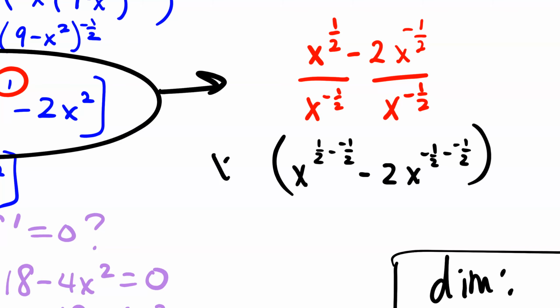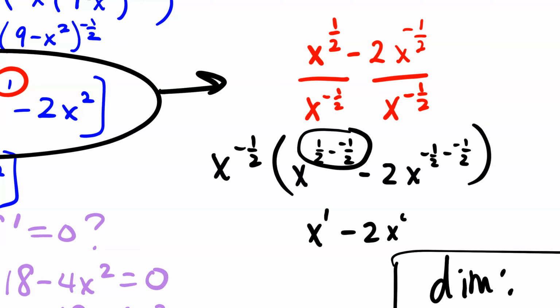Remember, I pulled out the x to the negative 1/2. The reason I was dividing by it is because I'm factoring it out. Rules of exponents, just rules of exponents. What is 1/2 minus a negative 1/2? 0? No, 1/2 minus a negative turns into 1/2 plus a half, which is 1. So it turns into x to the first minus 2 times x to the 0. So this one effectively goes away.